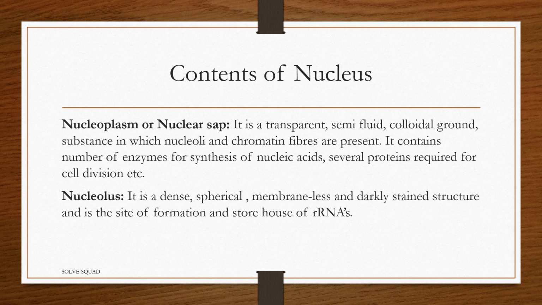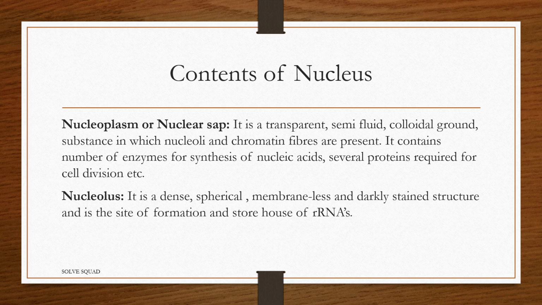Now, let us look at the internal parts of the nucleus. Number one being the nucleoplasm. Nucleoplasm is also part of the protoplasm. Together with the cytoplasm, it forms the protoplasm. So, nucleoplasm is basically the transparent semi-fluid colloidal ground substance within the nucleus, and it has the nucleoli and chromatin fibers. Chromatin fibers condense to form chromosomes. It also contains a number of enzymes for synthesis of nucleic acids, several proteins that are also required for other processes such as cell division.